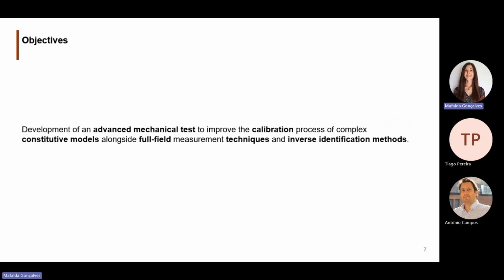So this thesis aims to contribute to this emerging area by proposing innovative methods for material testing. And the main goal is to develop an advanced mechanical test to improve the calibration process of more complex material models alongside full-field measurements and inverse identification methods.